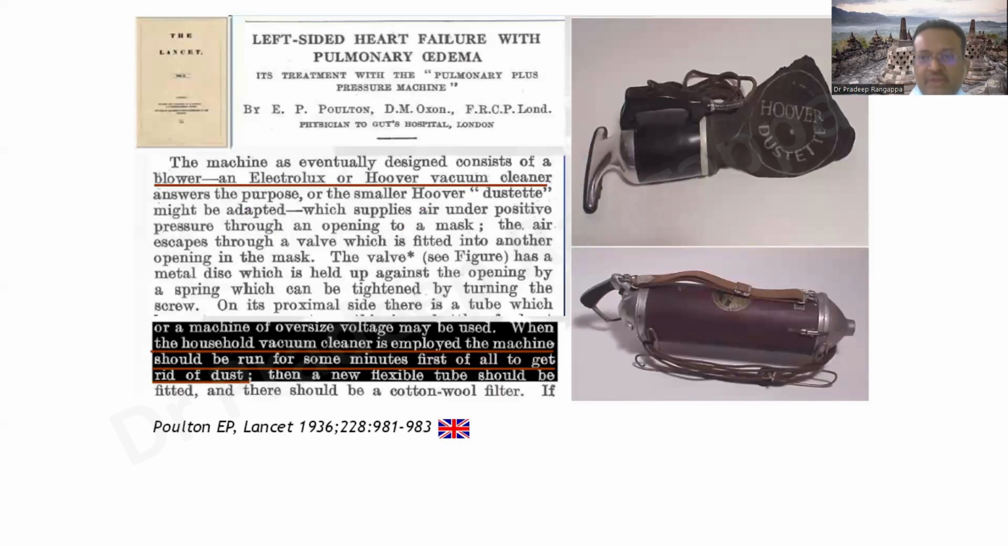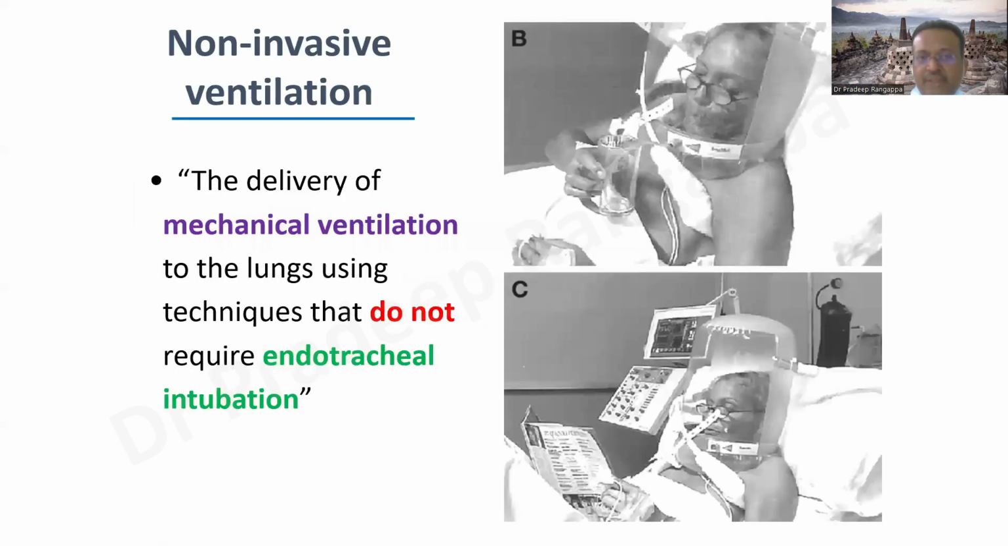So the whole science of NIV, if you look at, it came way back, maybe around 100 years back, in 1936. This was the first study that came out in Lancet talking about the role of NIV. And as you see, these were the early equipment that was used to deliver NIV. So what do we understand by NIV? Basically, it's a delivery of the same mechanical ventilation principles without putting in the ET tube through the throat. So that's all it means.